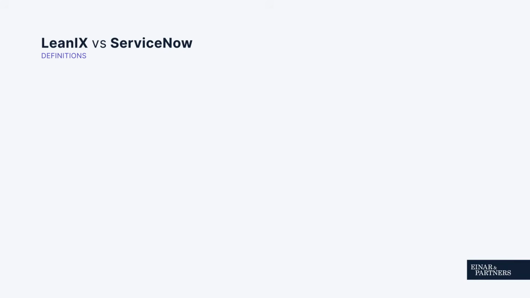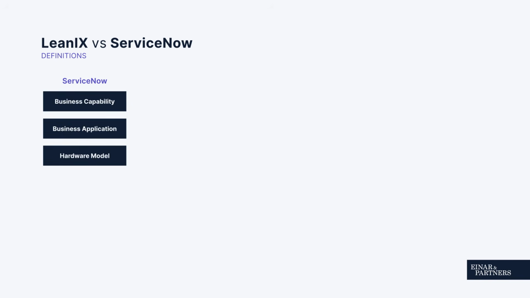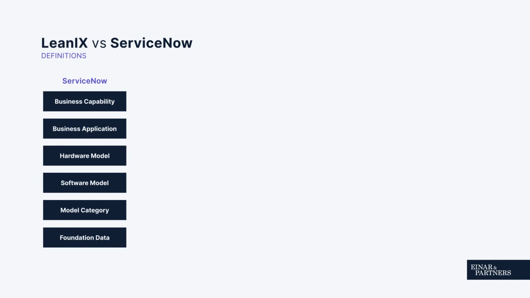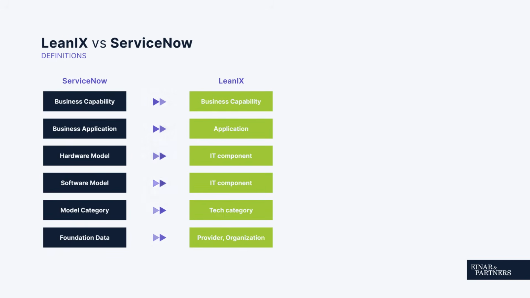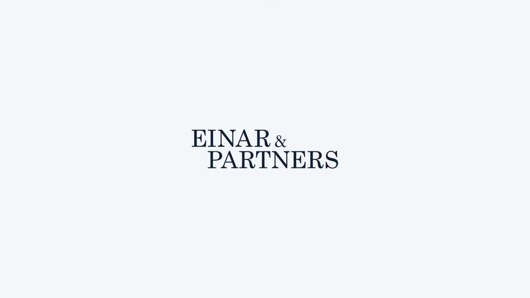And finally, the LeanIX team and the ServiceNow team need to start speaking the same language, and that starts with definitions. So in ServiceNow, the different definitions, for example, business capability, business application, hardware model, software model, model category, and the foundation data, map directly to specific fact sheets within LeanIX. Again, if you want an example of this, see it in the description below.